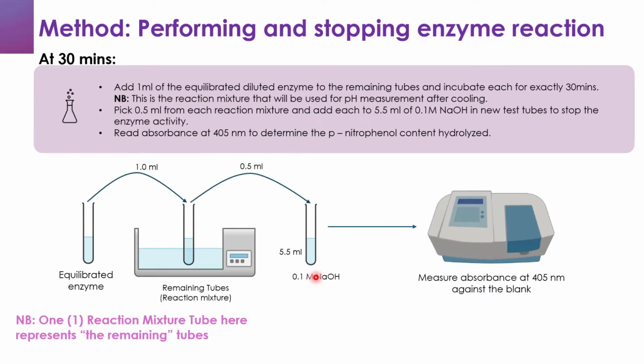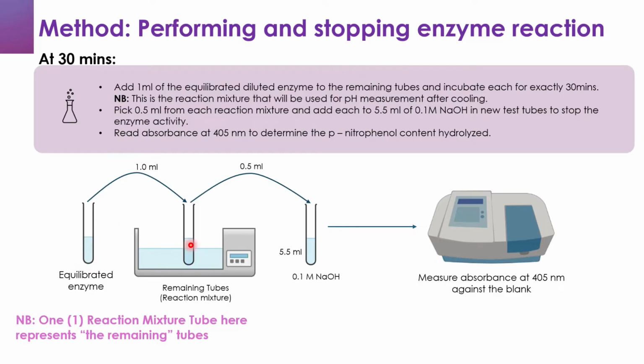So let's see what also happens at 30 minutes. For 30 minutes, we add 1 ml of the equilibrated enzyme to the remaining test tubes and incubate for exactly 30 minutes. And what we also have to note is that once we add the equilibrated enzyme to our substrate buffer, it now becomes our reaction mixture that we need to incubate for 30 minutes at 37 degrees Celsius.